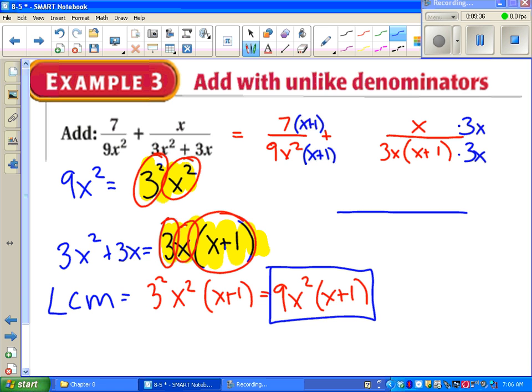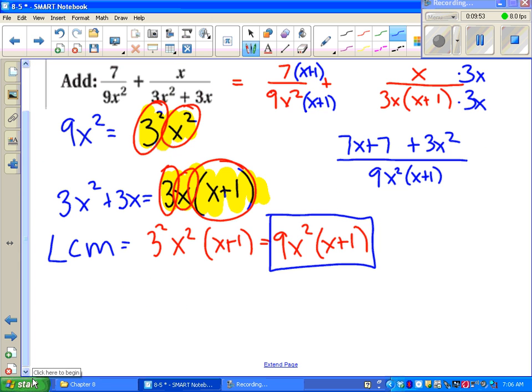So my next step is to rewrite this whole fraction. I don't have to do anything with my denominator. 7 times x plus 1, I'll distribute. X times 3x is 3x squared. That might be my final answer. I should rewrite it in descending order, meaning highest degree first.